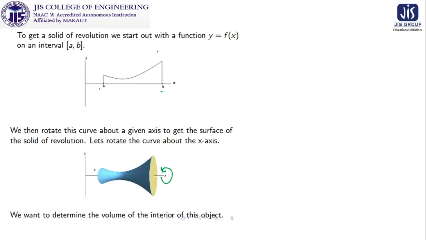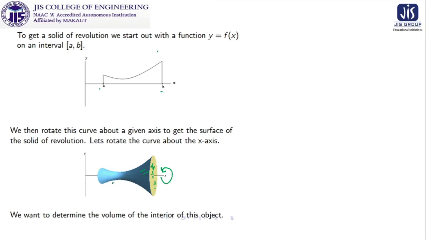By every rotation you are going to generate sheets like this. If this solid is generated by the rotation of this curve with respect to the x axis, then this blue part is the surface generated by this revolution, and this yellow part, the inner part of this covered area, is the solid of revolution generated by this particular phenomenon.